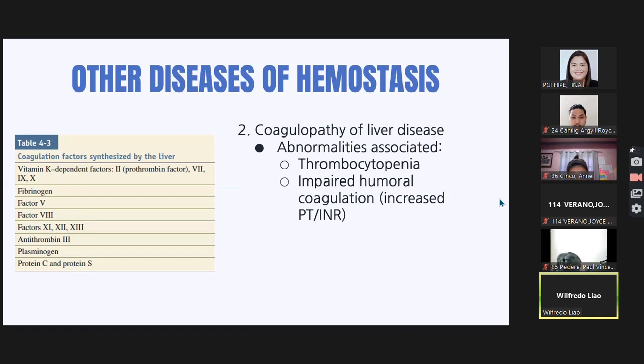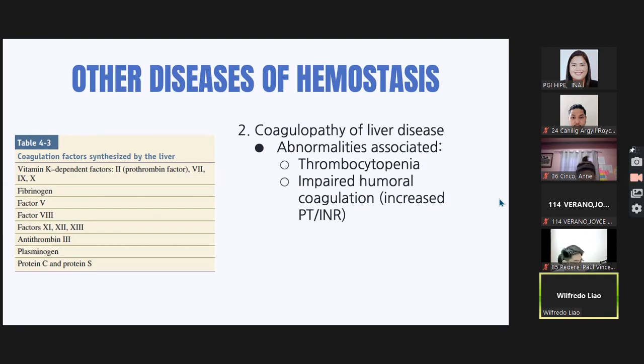But for liver cirrhosis, which is intrahepatic, meaning there is destruction of your liver cells, even if you give a large amount of intravenous vitamin K, it will not improve your prothrombin time. That's why for severe liver cirrhosis, you no longer give vitamin K. But for liver cirrhosis wherein there is still a normally functioning liver and somehow your prothrombin time is prolonged, you can give intravenous vitamin K.